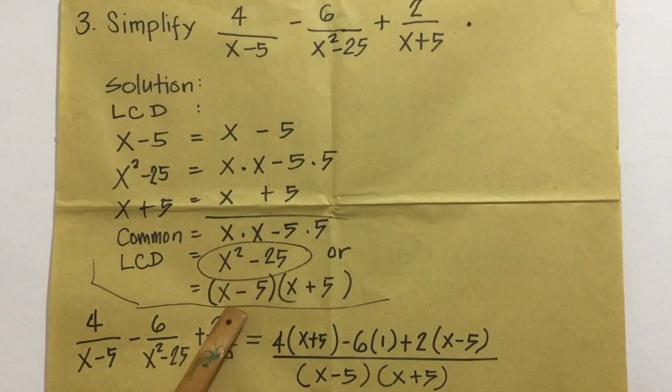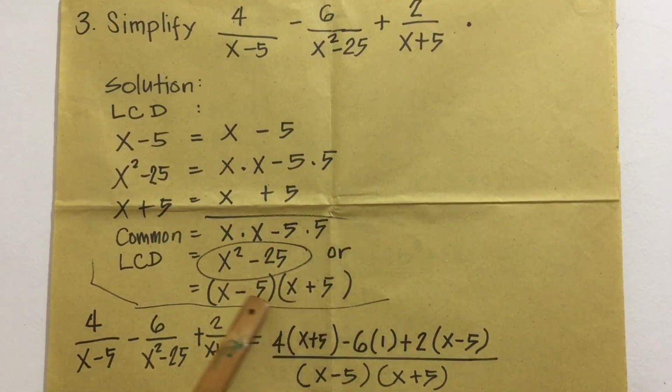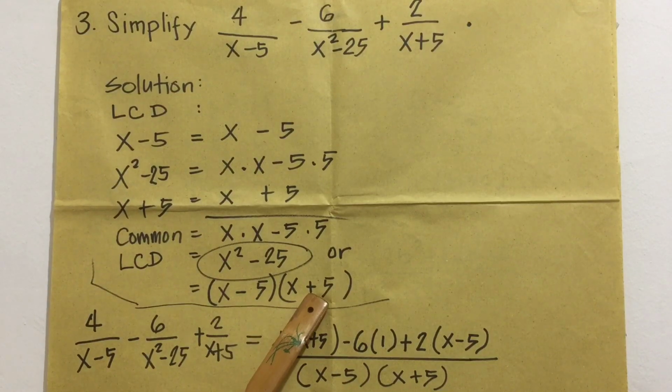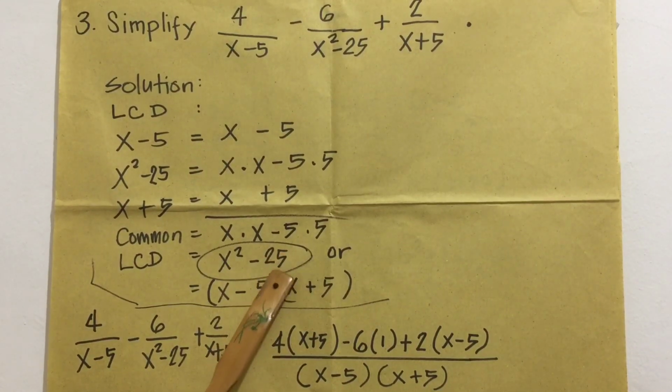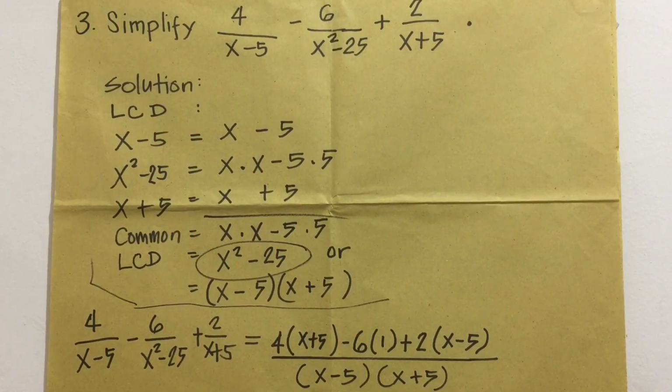We're going to factor this x squared negative 25. The factor of this is x times x equals x squared, and 25, the factor is 5 and 5. If there is negative here, we have negative, and we have positive sign for this perfect square, which is 25. 5 times 5 equals 25. Okay? Now, upon realizing the LCD, we're going to compute now.